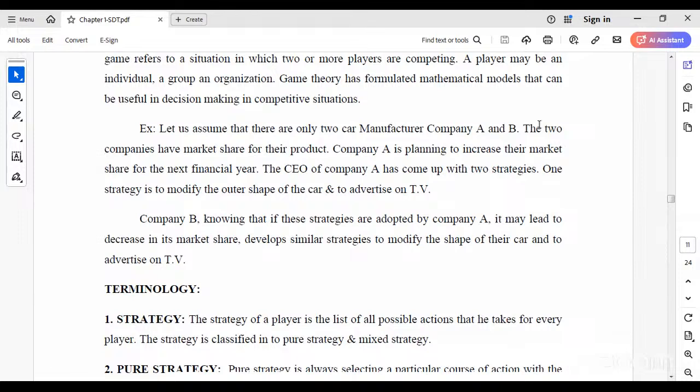The CEO of company A has come up with two strategies. One strategy is to modify the outer shape of a car and to advertise on the TV. Company B, knowing that if these strategies are adopted by company A, it may lead to a decrease in its market share, develops similar strategies to modify the shape of their car and to advertise on TV. Okay, so this is the example.